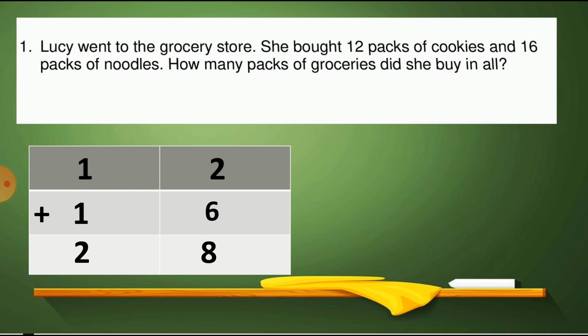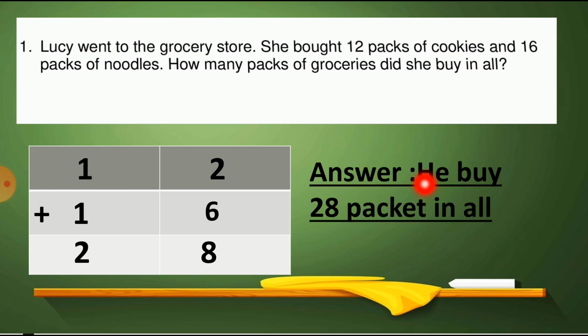Let's now read this sum again. Lucy went to the grocery store. She bought 12 packets of cookies, so I write 12 here, and 16 packets of noodles, so I write 16 here. How many packets of groceries did she buy in all? So, we can write down the answer. She bought 28 packets of groceries in all.